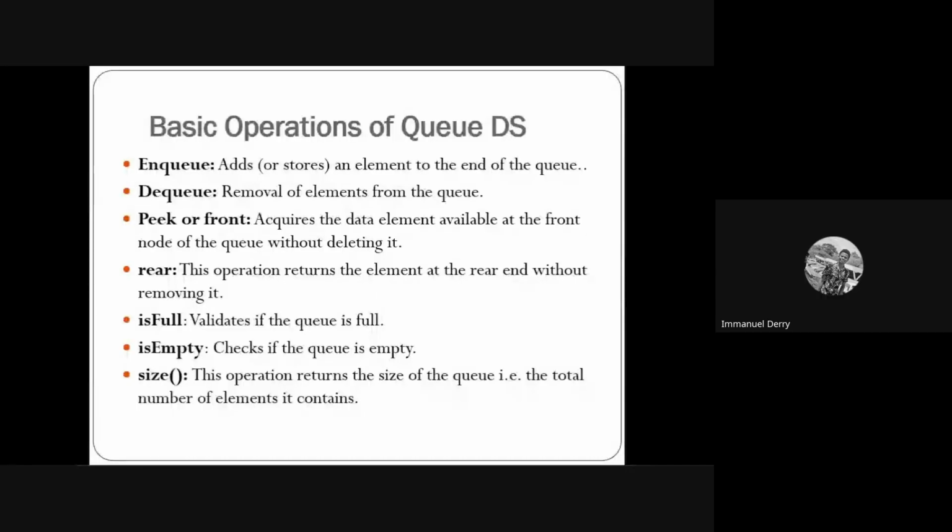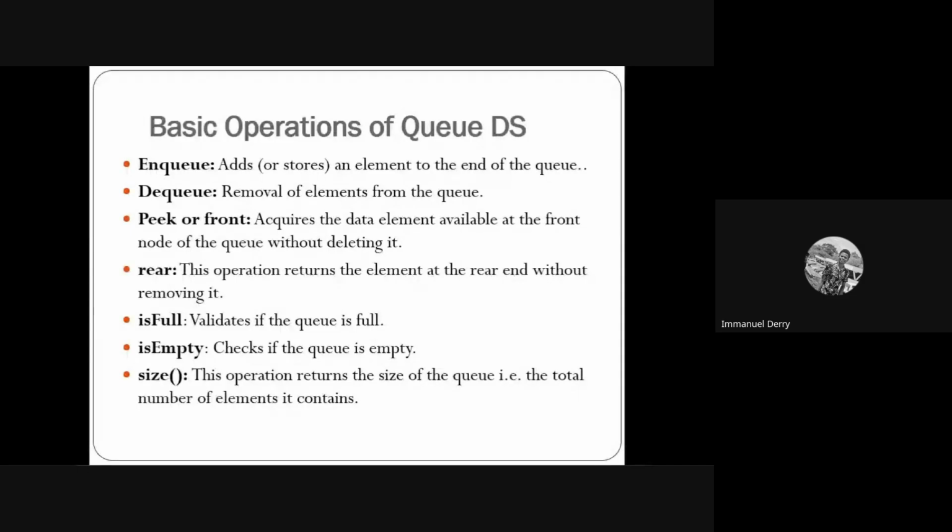Or the front, and then the rear does not delete in the queue. And as usual, as we saw in the other data structure, we have the is full and then the is empty. So the is full validates if the queue is actually full. And then the is empty also checks if the queue is empty or it's not empty.